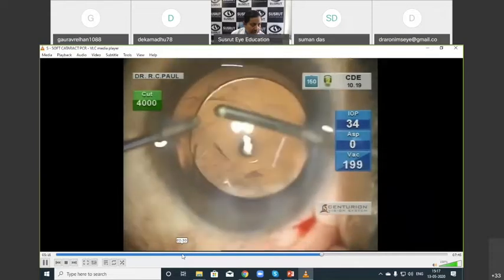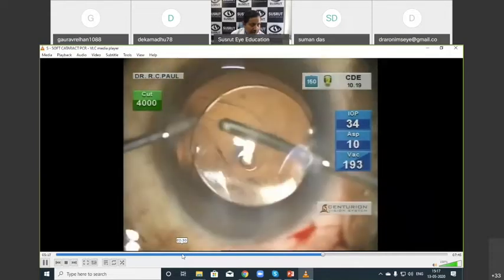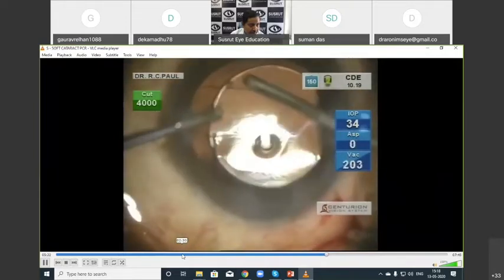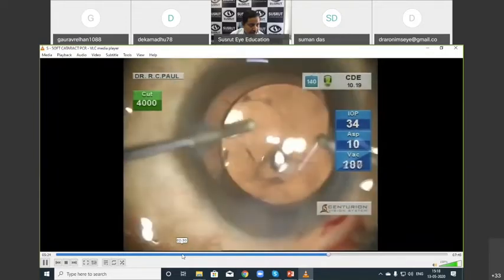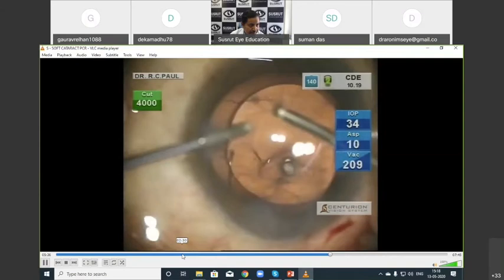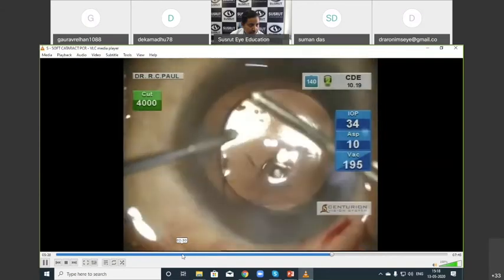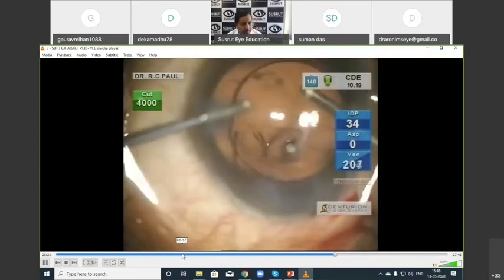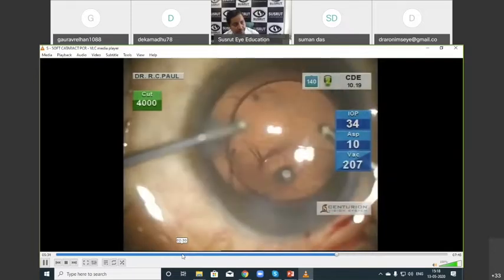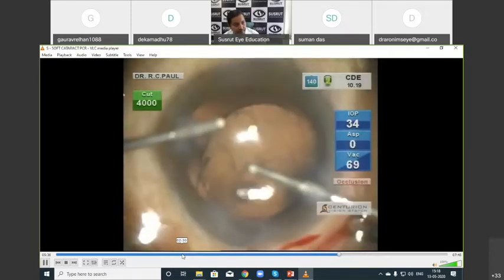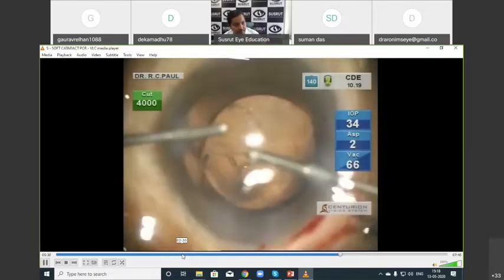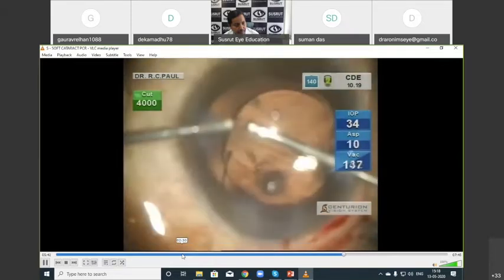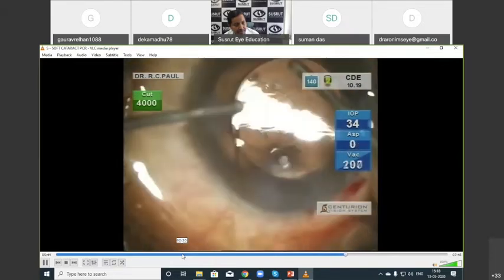Vitrectomy started. First it is in the cut mode. We know we have to cut the neck, the base of the collapsing vitreous, with the highest cut rate. Here the cut rate is 4000. Aspiration is low.